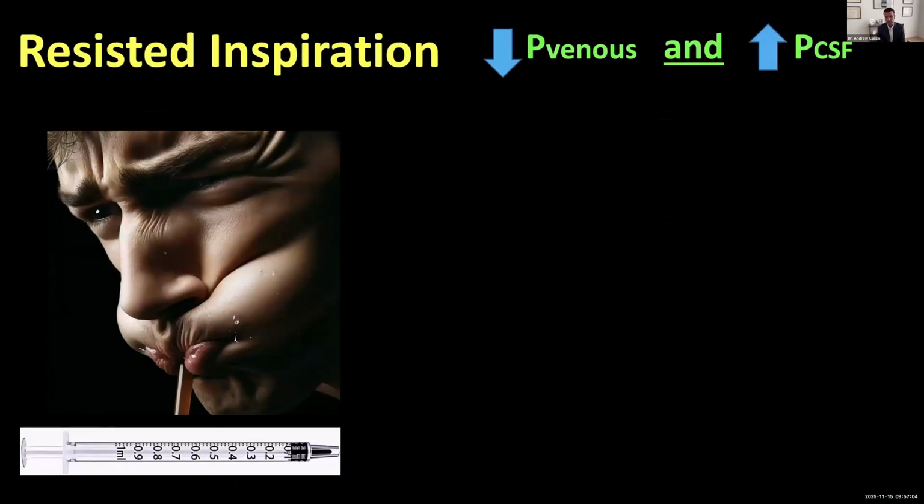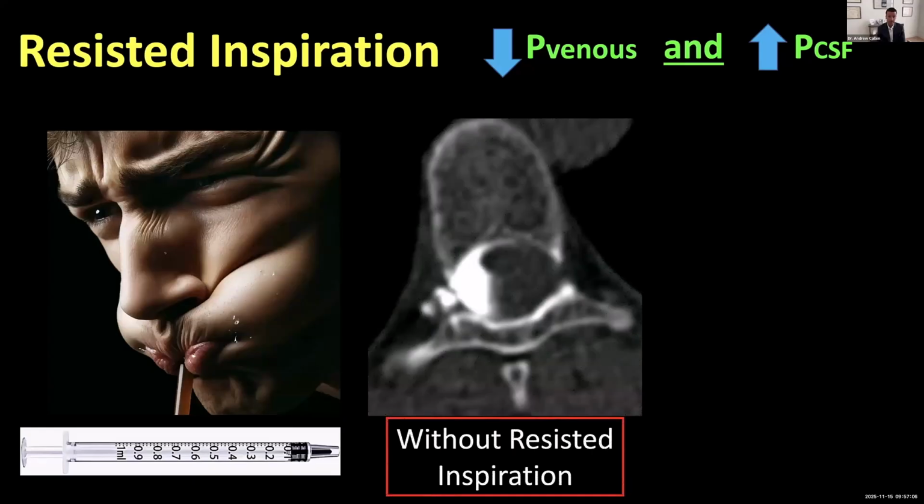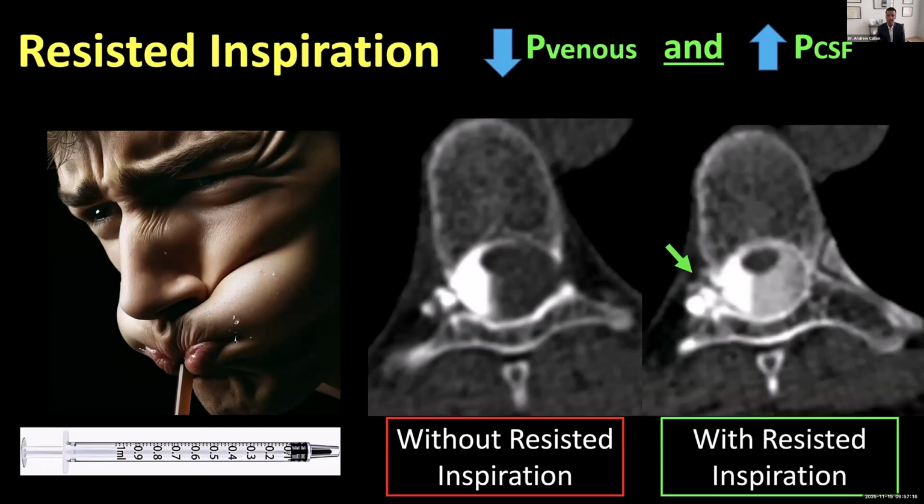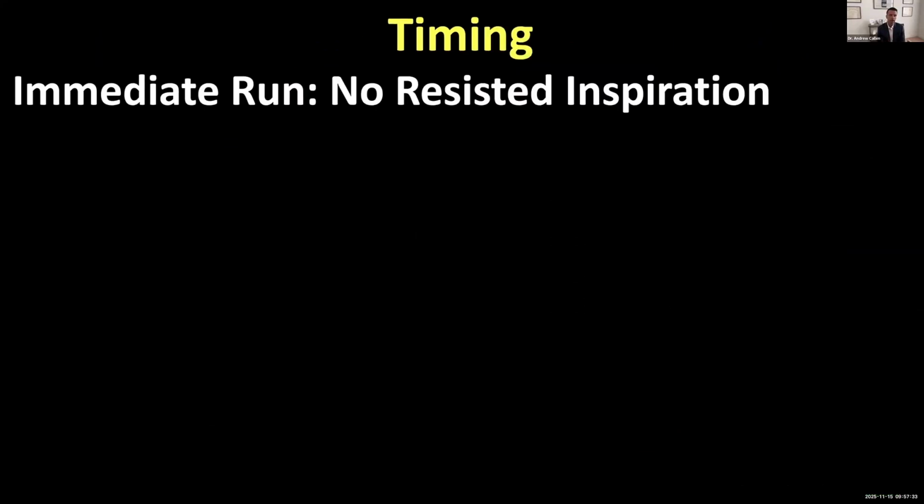Resisted inspiration is a technique that's been described in some small series with success. Here's an example where we did this. We have a patient taking a deep breath in through a 1 cc syringe with a plunger pulled out. We didn't see anything without the resisted inspiration, but with the resisted inspiration, we start to see filling of this fistula. So it was very useful. But again, pay attention to the nerve root sleeve. Look how much more distended it is with resisted inspiration. I believe these are two sides of the same coin, and we're getting at the same phenomenon with this, is that we're allowing that distension of the nerve root sleeve by increasing the CSF pressure.